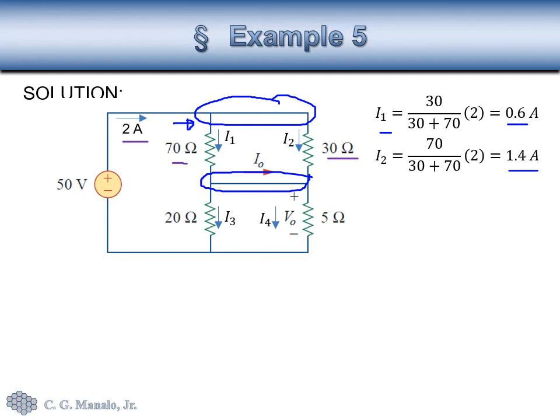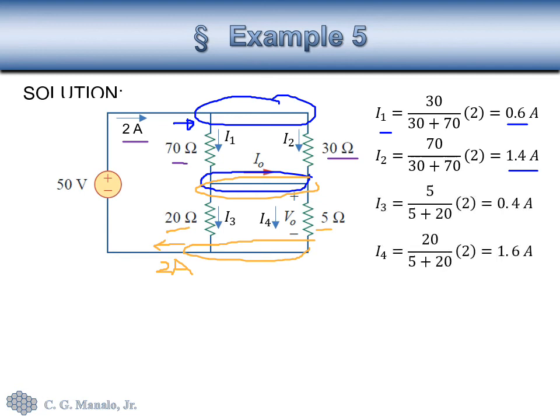Now likewise, notice that resistances 20 and 5 are also in parallel. They're connected to this node and this node as well. Therefore, we can apply also current divider, only that the current, instead of flowing to the parallel combination, it is flowing out actually, and that is also 2 amperes here. But we can still apply current division in that case. And if we do that, we get this result. So I sub 3 is 0.4 and I sub 4 is 1.6.